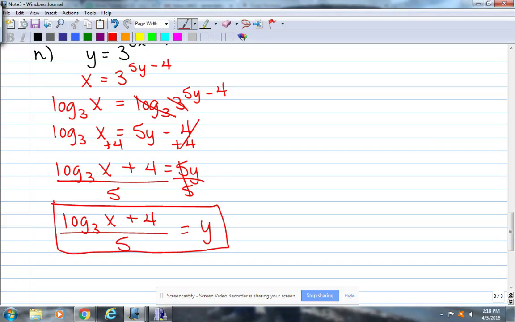So these are not going to be little pretty answers. As long as you swap your x and y, and then solve for y, you're good.